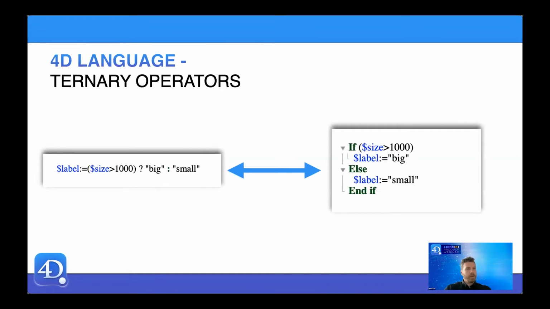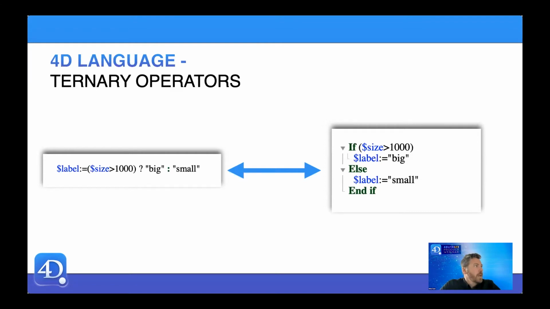And also in 4D v19 R4, there is a new way to assign values to variables with ternary operators. Both code snippets are the same, left and right, but the left, as you can see, is much more concise. So this is just a new way to do assignment operators based on specific conditions in your application.